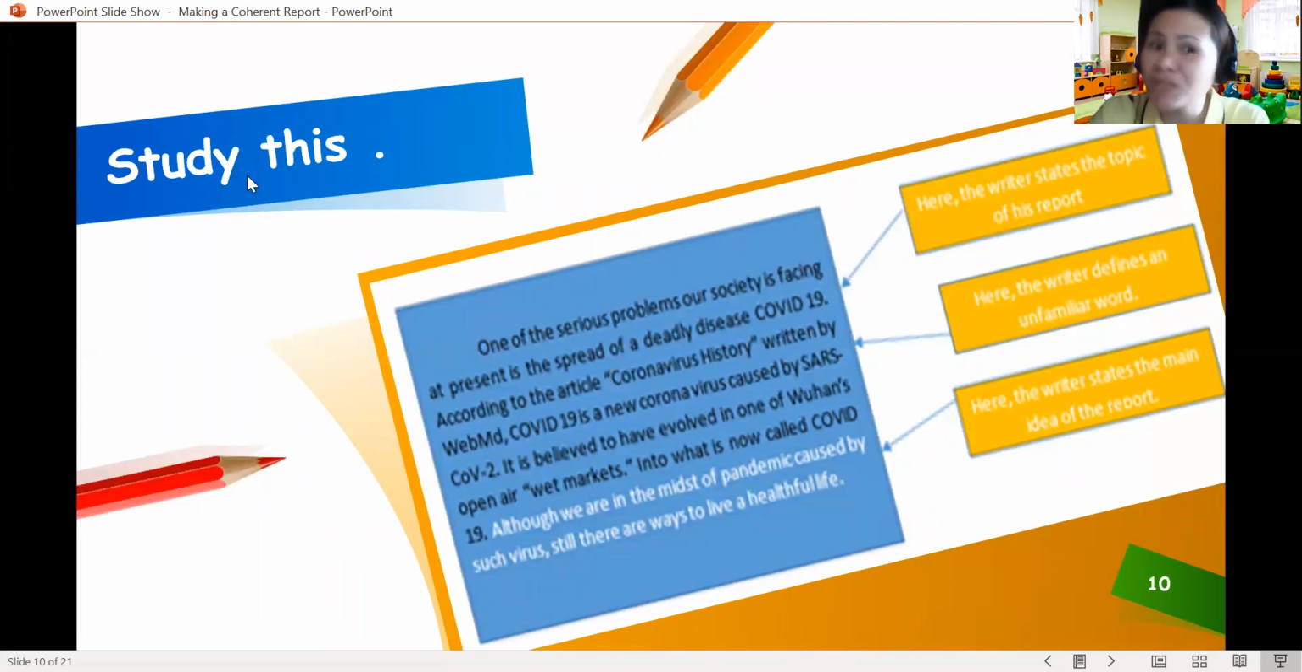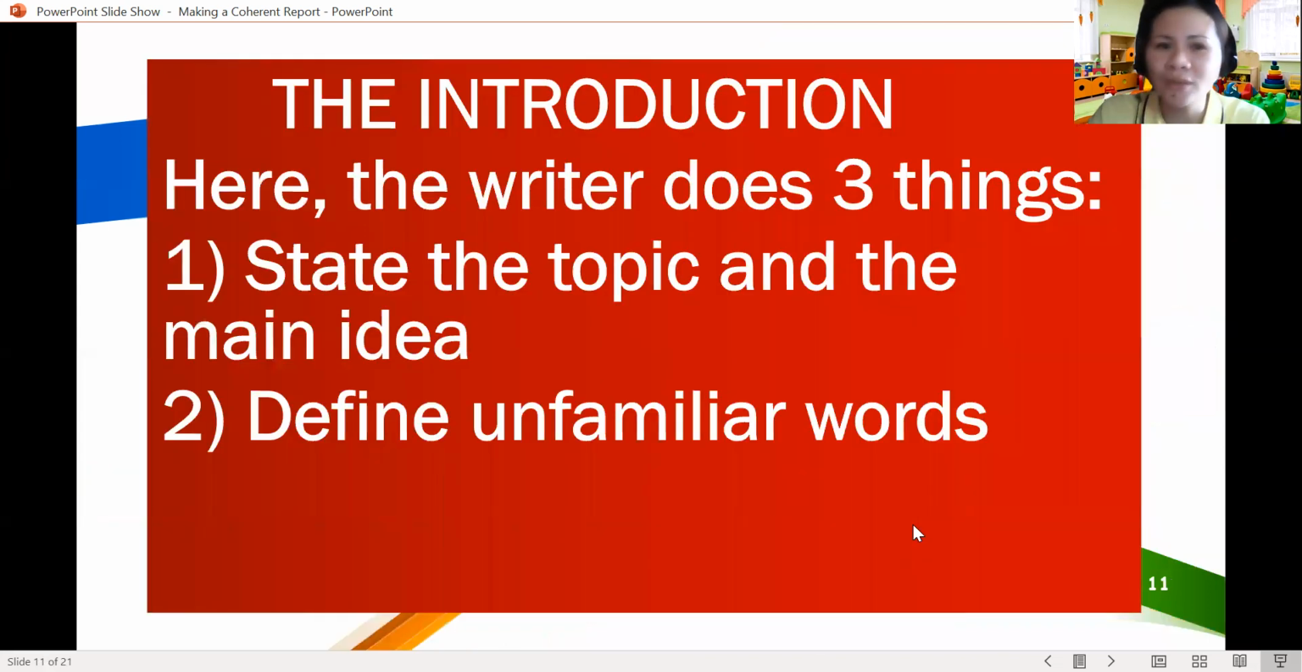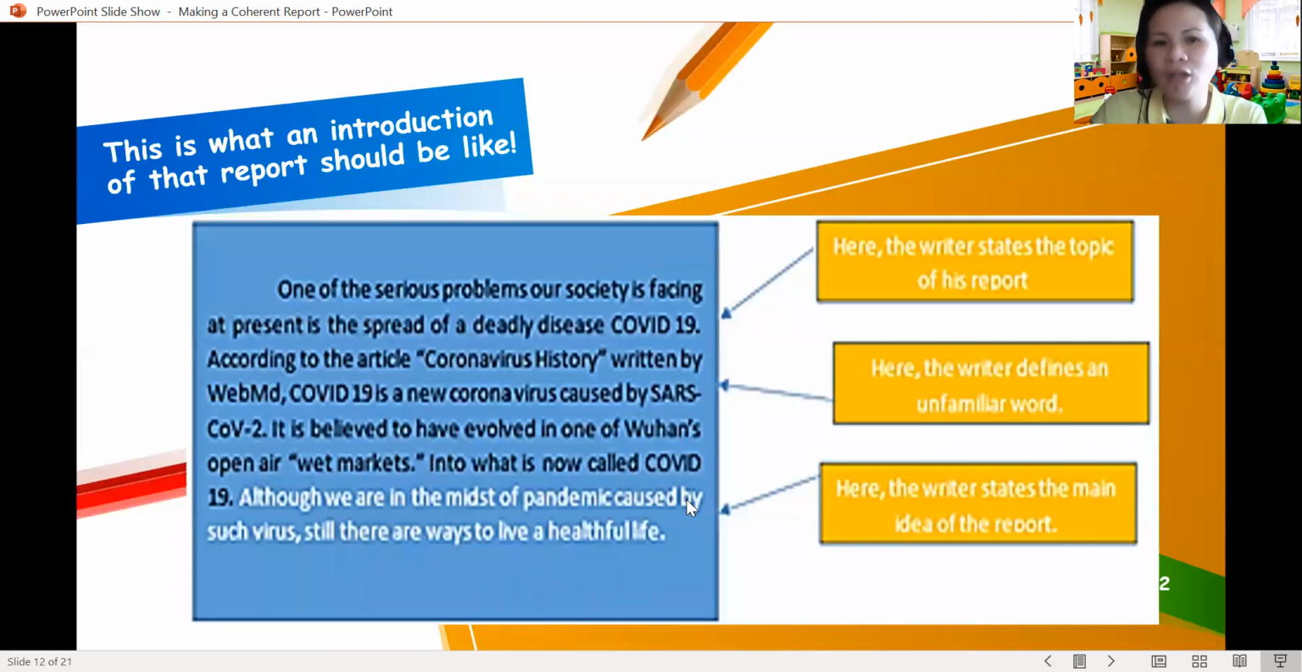Before that, you have to study this. This picture shows us the way on how to write one part of the report. This part is the introduction. Here, the writer does three things. Number one, state the topic and the main idea. Number two, define unfamiliar words. This is what an introduction of a report should be like.